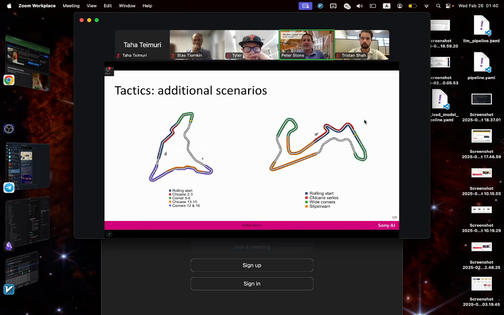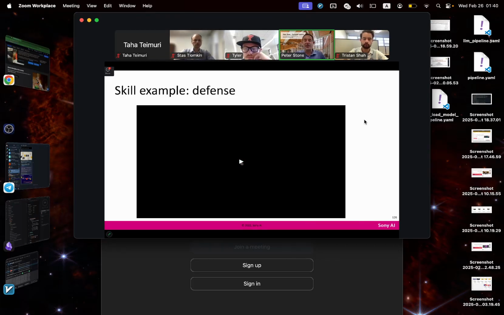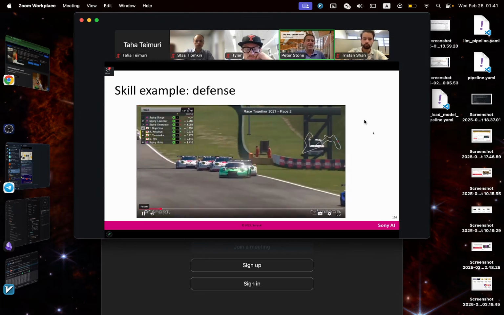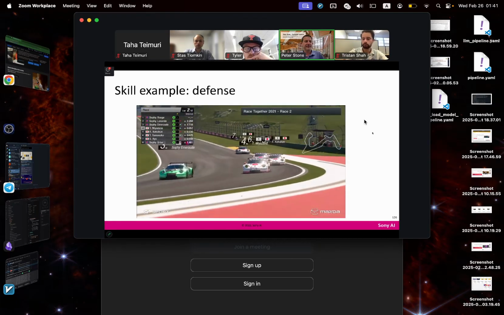I'll come back to that scenario later on, but here's some of the additional scenarios that I told you about: the rolling starts, the chicanes where there's little bends in the track, corners and slipstreams. Here's an example of a defensive maneuver. So you'll see GT Sophie, the colored one again, with the 4 human drivers behind, trying to stop them from passing it. Hold their line and hold firm against the AI, but it certainly proved to be a tougher challenge than I should imagine that they were thinking.